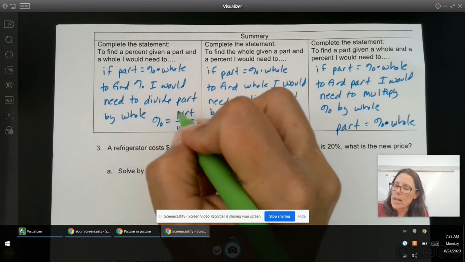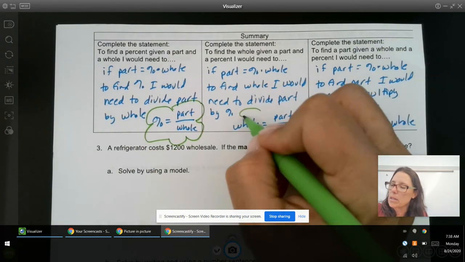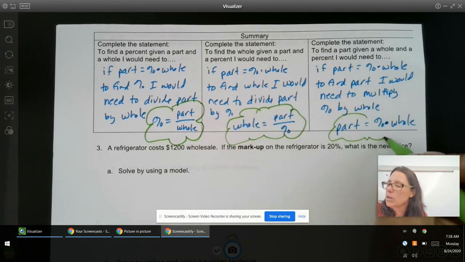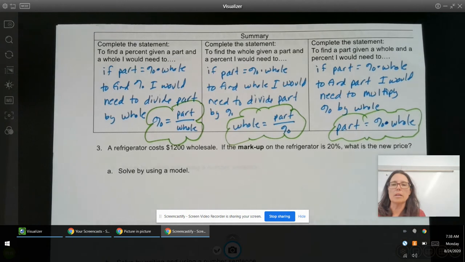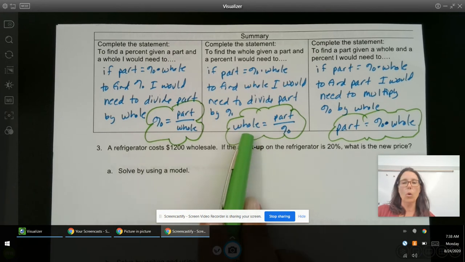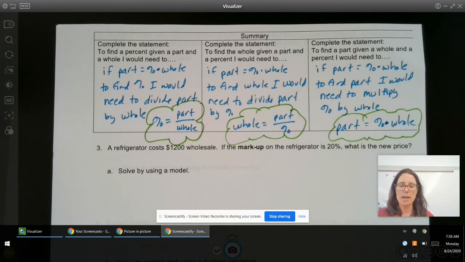I want to emphasize formula number 1, formula number 2, formula number 3. We're looking for the percent on this one, the whole on this one, and the part on that one. So those are your 3 formulas. We're going to do a handful of word problems now.